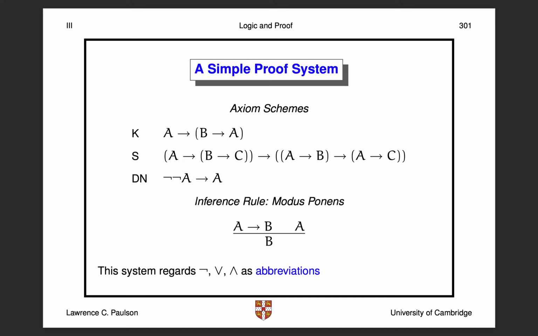Now you might say, what about other connectives that we might be interested in? Things like or and and. Nothing about them is said here, and so they have to be regarded as abbreviations, so one can rather awkwardly define, for example, A or B in terms of, I guess, not A implies B, and so on.